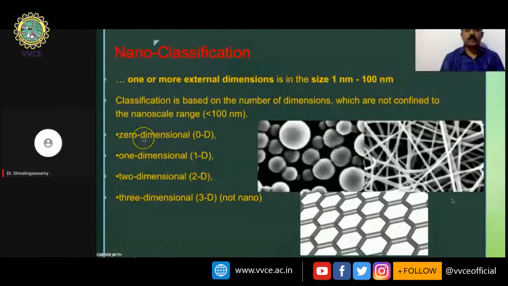So we have zero-dimensional materials. That means all the 3 dimensions are confined to nanoscale. One-dimensional materials. That means one dimension is not actually confined to nanoscale, or the other 2 dimensions are confined to nanoscale. Two-dimensional materials. That shows 2 dimensions are not in nano, or in other words, 1 dimension is in nano. And 3-dimensional materials. That means all the 3 dimensions are not confined to nanoscale, but they have certain nano features. And these are some examples for zero-dimensional, 1-dimensional, and 2-dimensional materials.